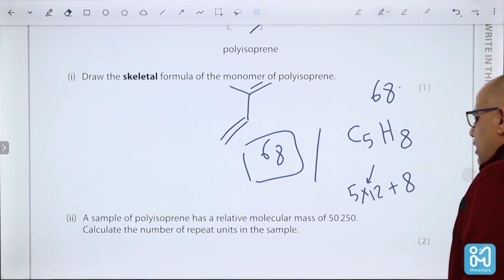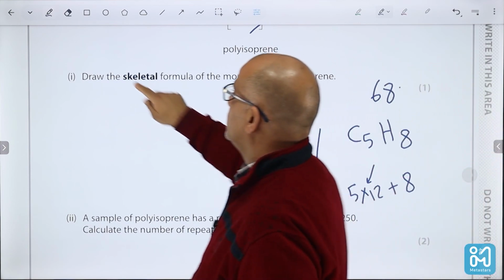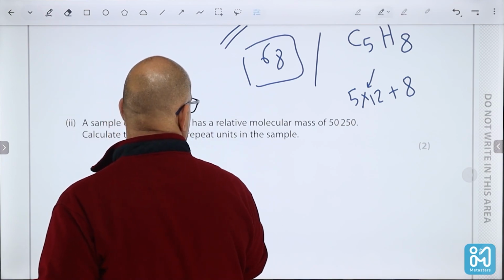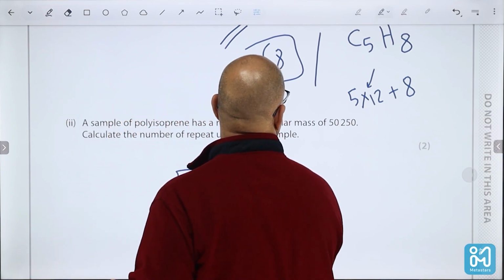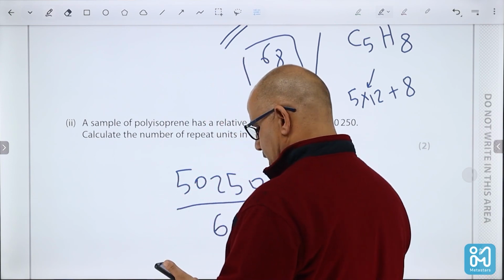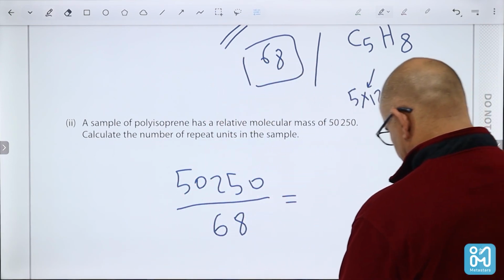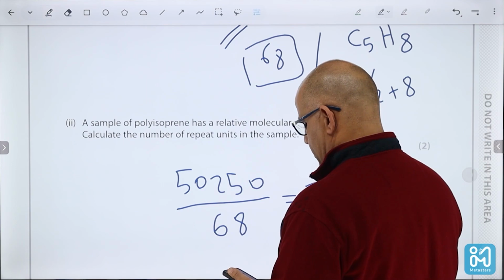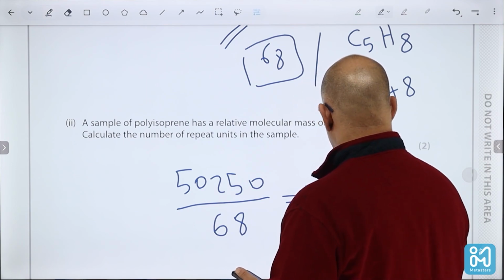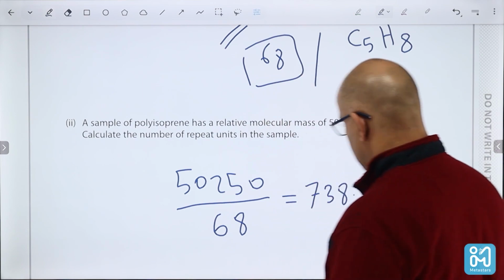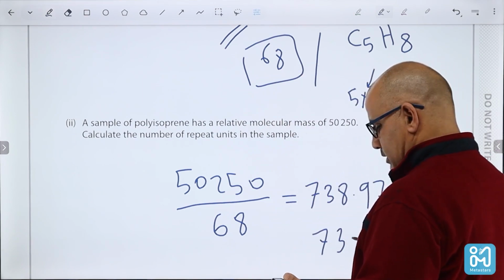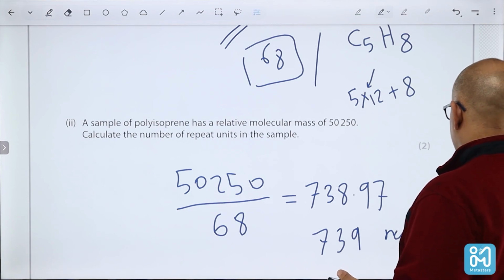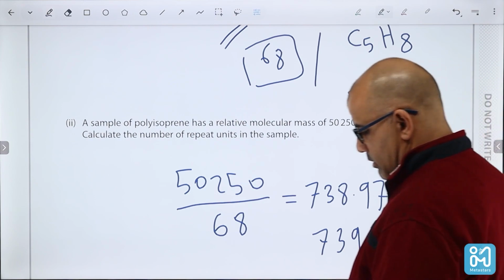Now, if you divide 50,250 over 68, you get the answer of 738.97 units. So we are talking about 739 repeated units.